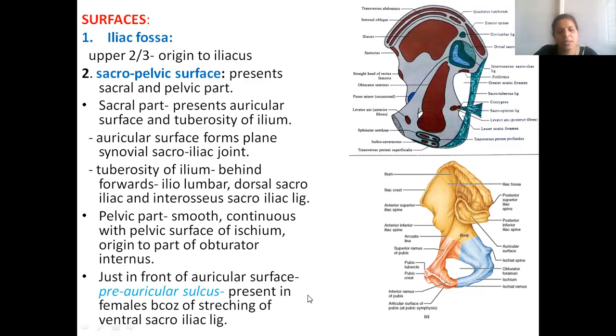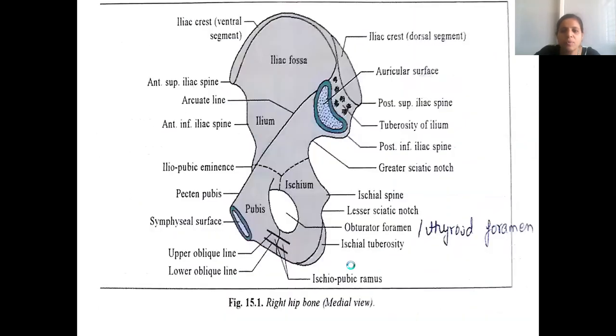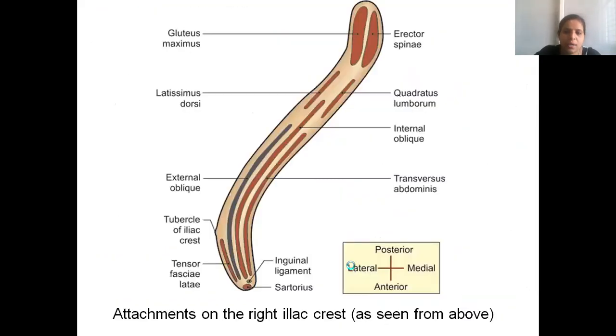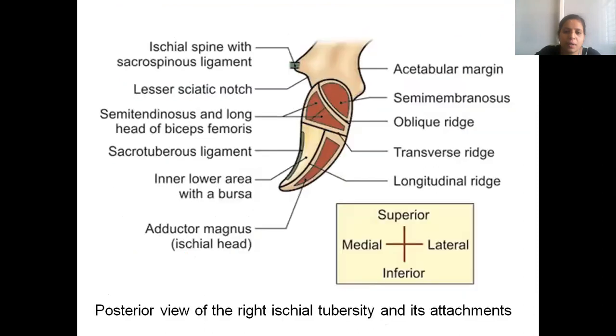Especially it is well defined in case of females because of the stretching of the ventral sacroiliac ligaments during the process of parturition, labor, that is the delivery of baby. That's how it becomes much more clear. Preauricular sulcus, let me show you. Actually, I have shown you, I am showing you again.